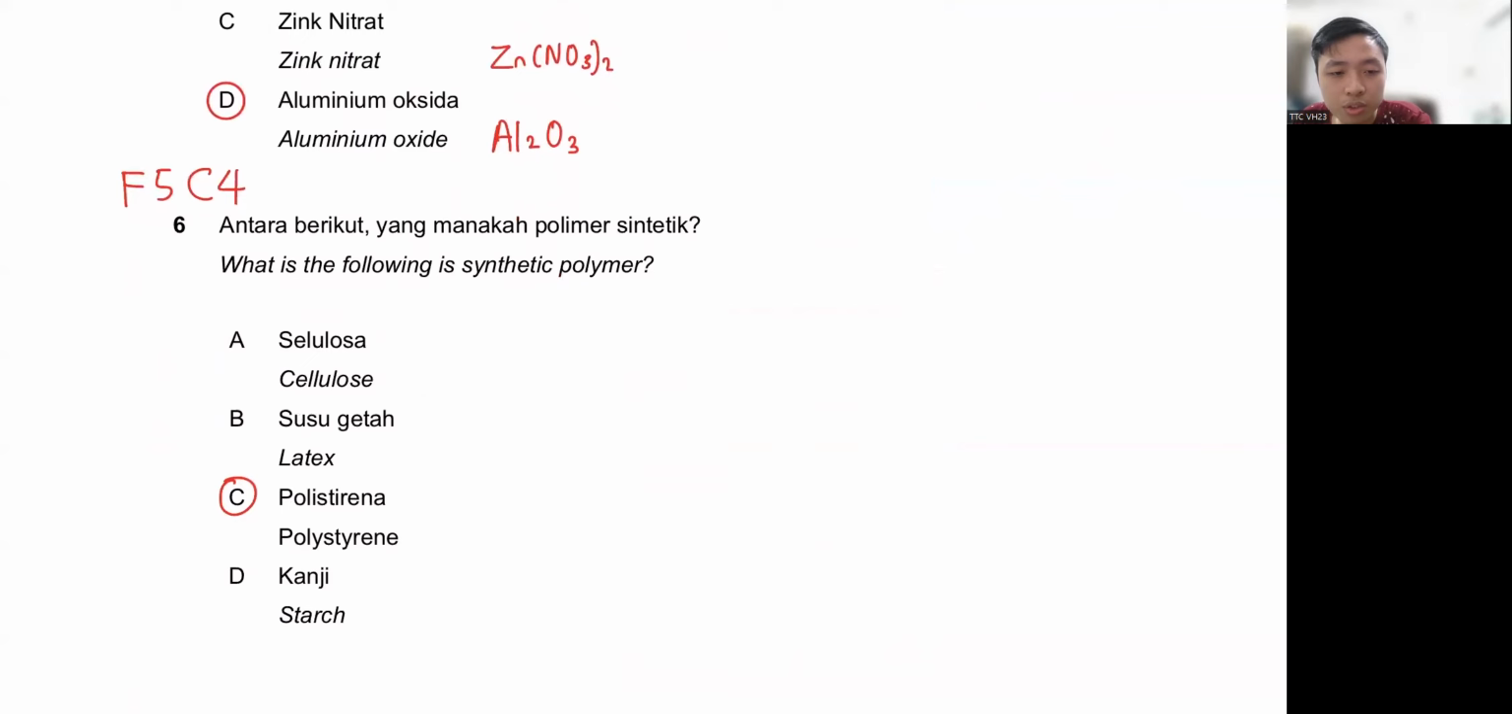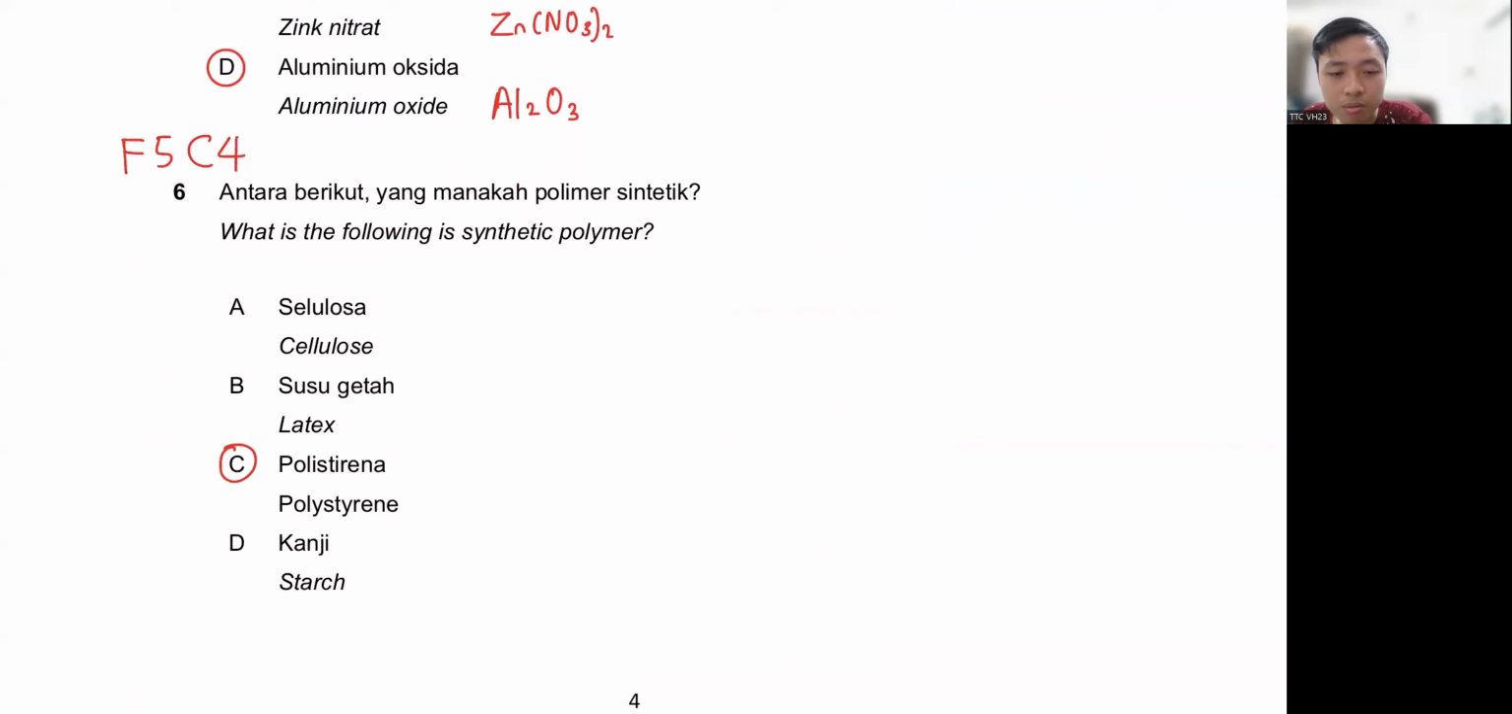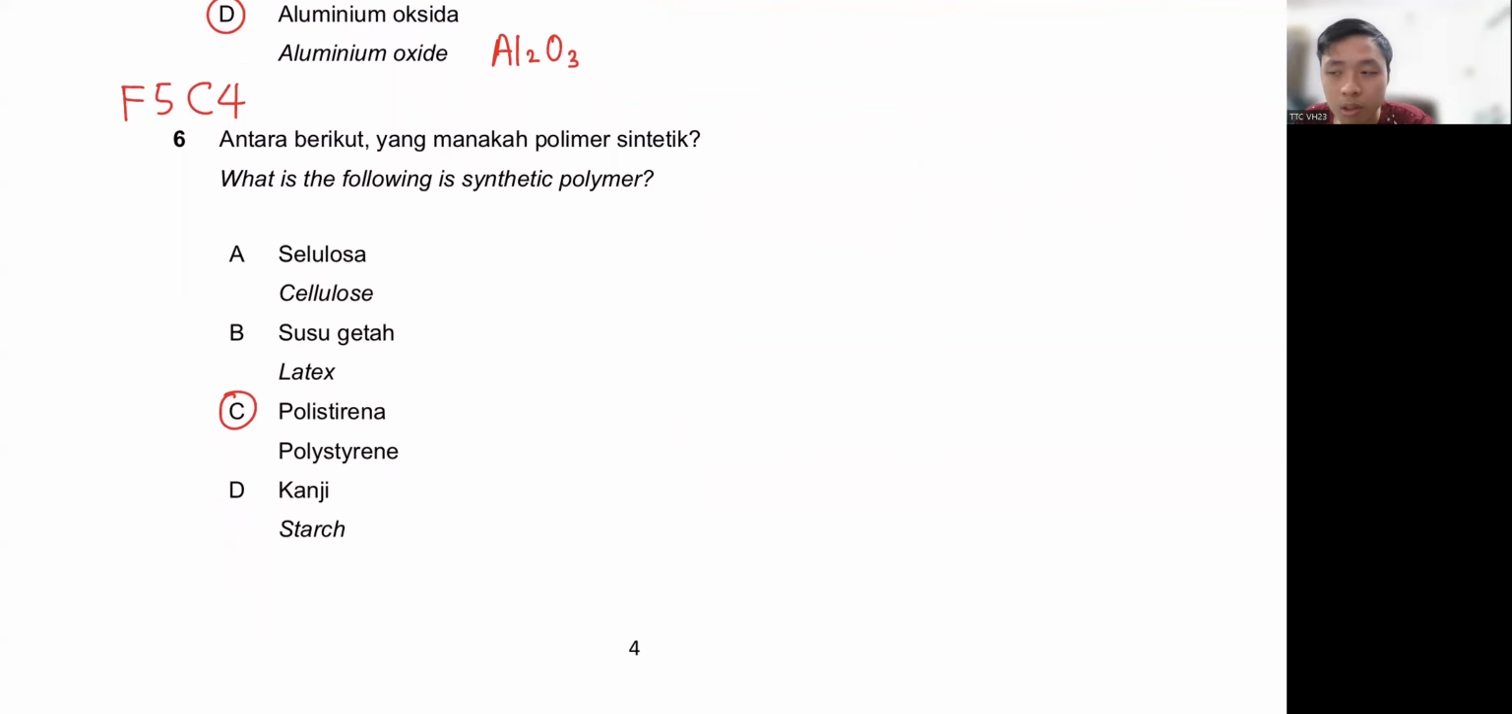Question 6 is C. From Form 1 chapter 4, synthetic polymer is human made. So it's C, polystyrene. All kinds of polystyrene are, remember, your food packaging, the white color one. A, B, and D are natural polymers. They come from plants or animals.